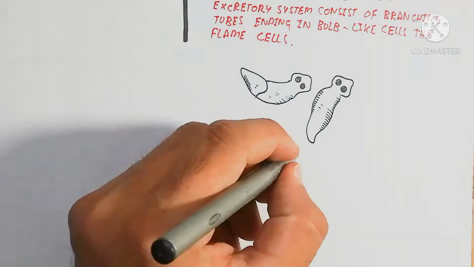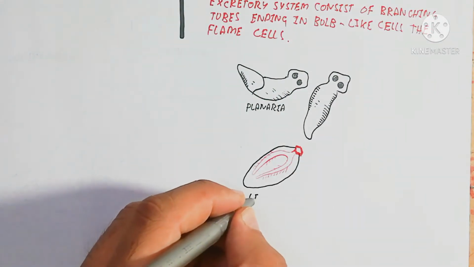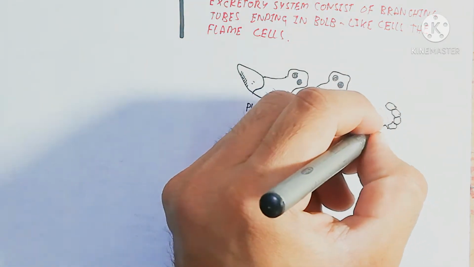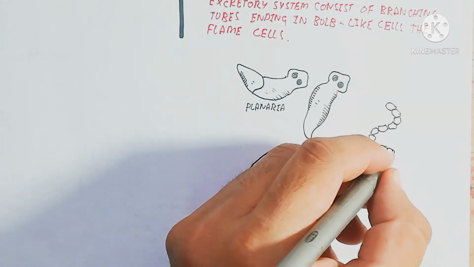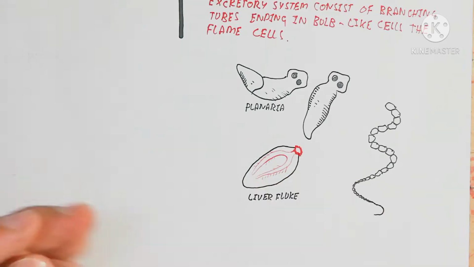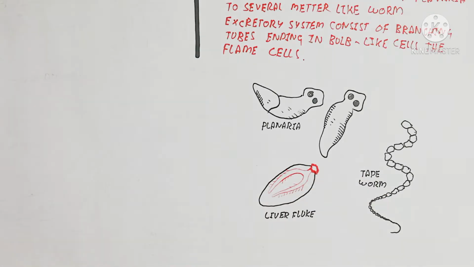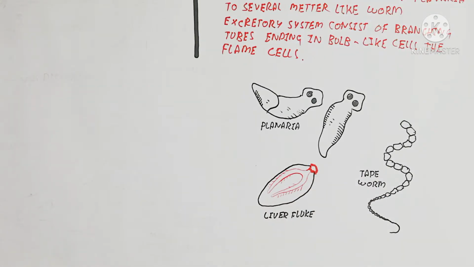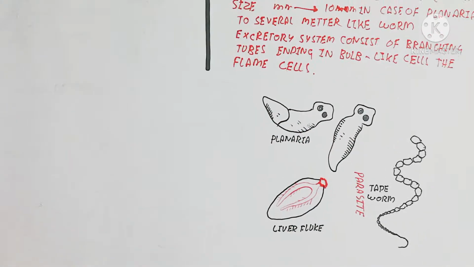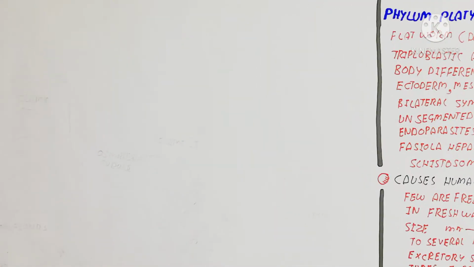The excretory system consists of branching tubes ending in bulb-like cells, known as flame cells. Here are different types of parasitic or free-living forms: planaria, liver fluke, and tapeworm. The tapeworm is a long thread-like structure, as in this figure, containing proglottids. It is segmented, but not like the segmented body of arthropods. Proglottids mature in order to reproduce.